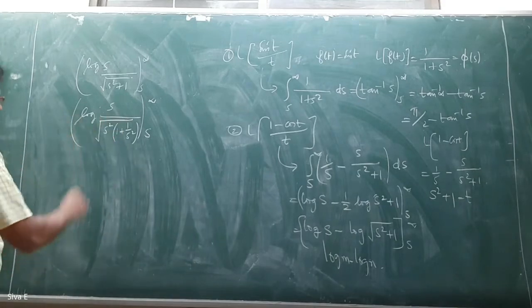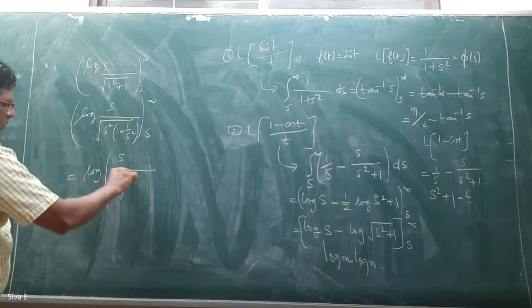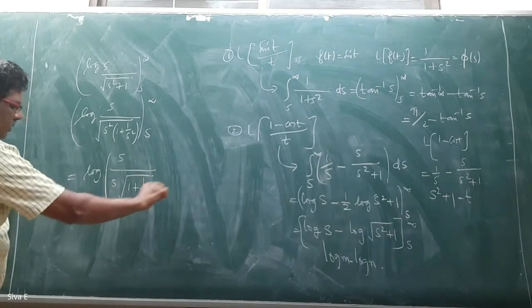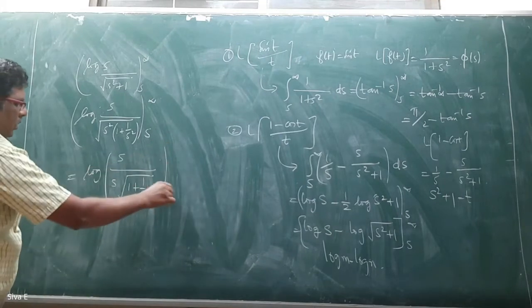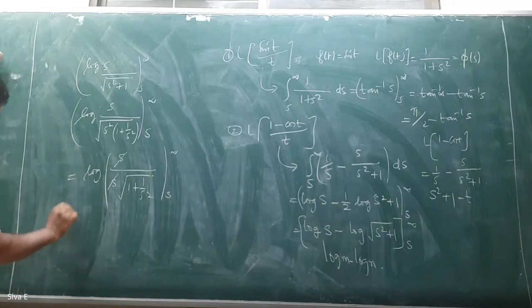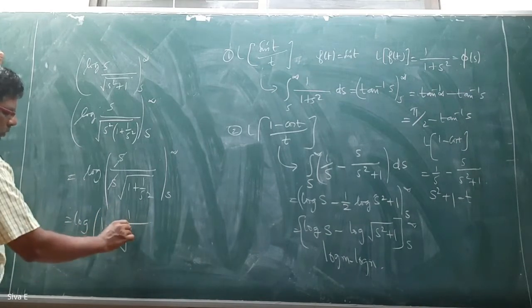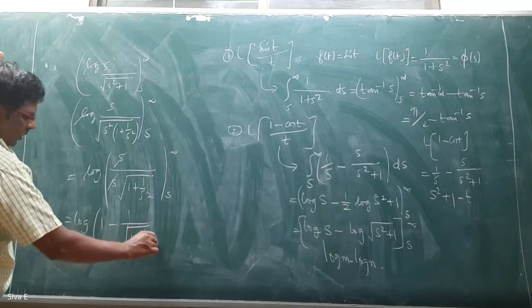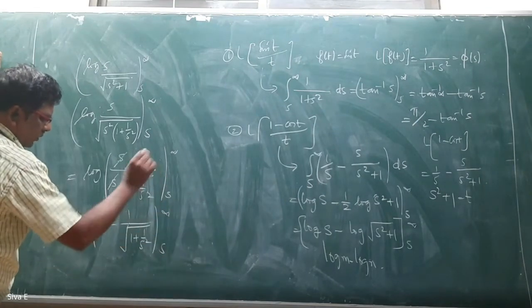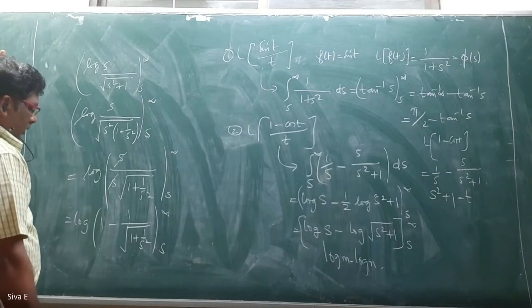Yes, sir. So in the square root of s square, take it outside. Log s by s into square root of 1 plus 1 by s square, integral over s to infinity. That s gets cancelled. Now log 1 minus 1 by square root of 1 plus 1 by s square from s to infinity. So log infinity, we have to substitute.